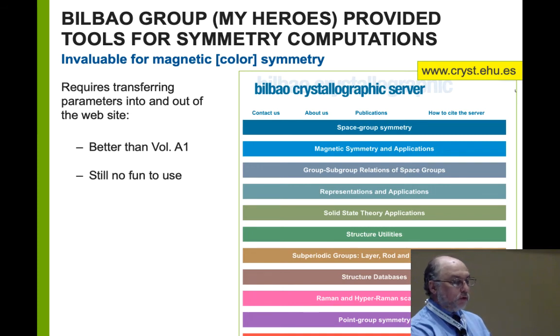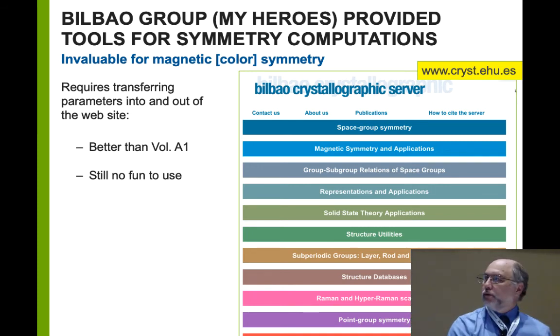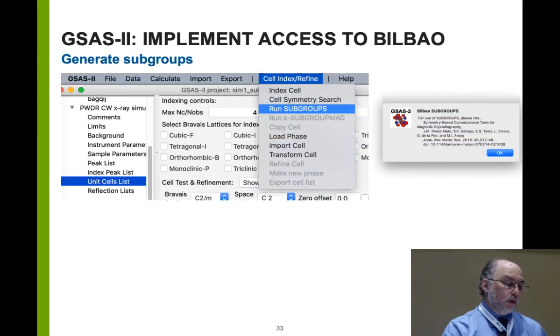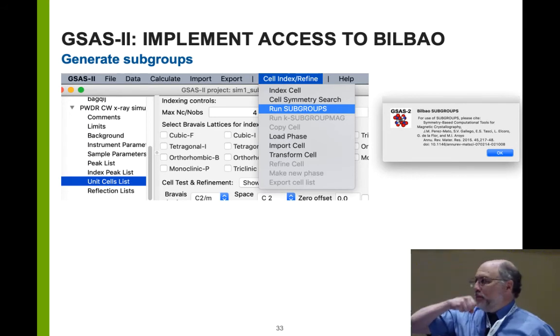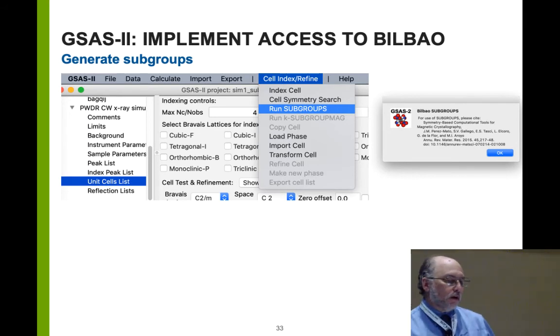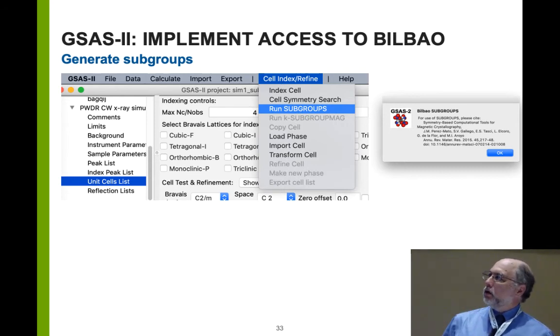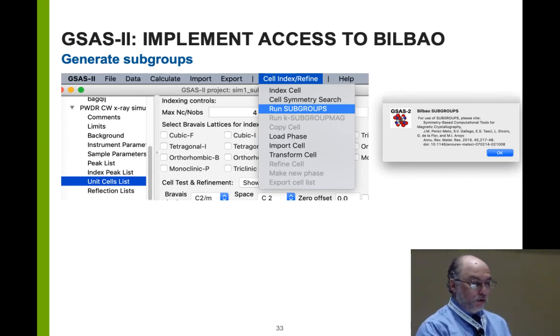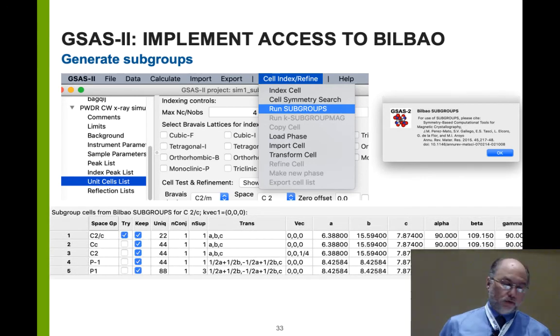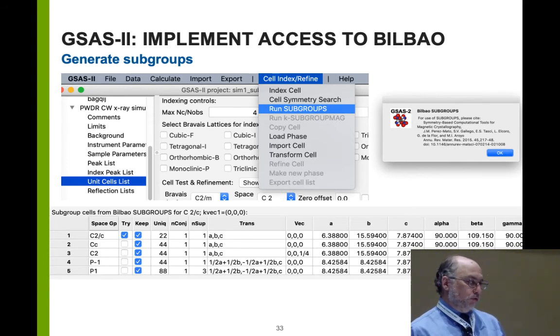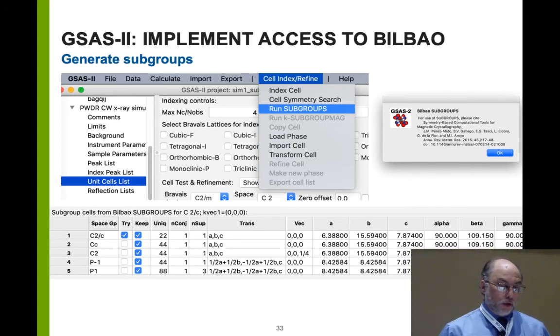And in GSAS-II, we have adapted by adding access to Bilbao. And so this is work that Bob did, but as a good supervisor, I'll take credit for it because I suggested it to him. You can take a lattice and your units and your coordinates, and you can find all the subgroups, and here's what it generates, a list of the various subgroups that are related to what you've got. And then you can transform the coordinates into those subgroups.